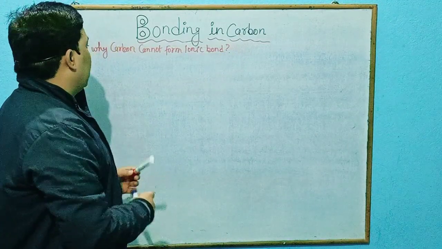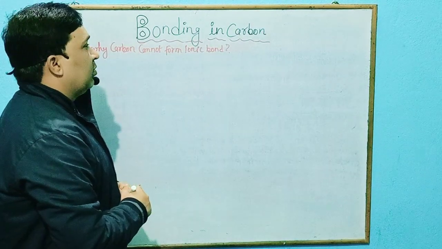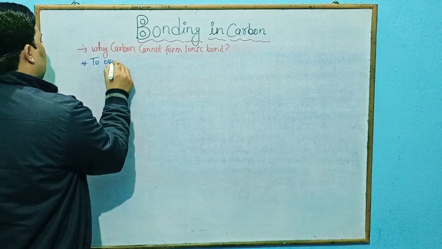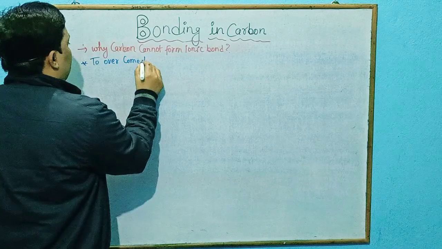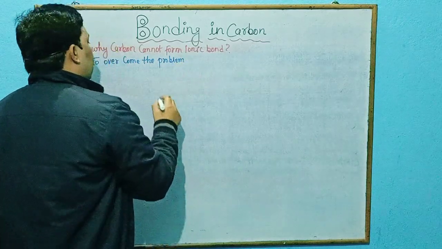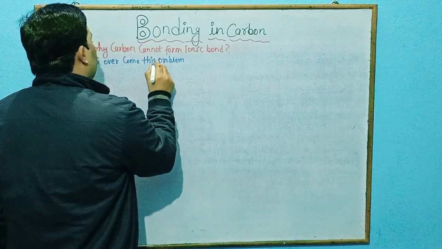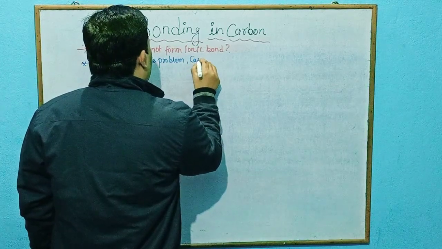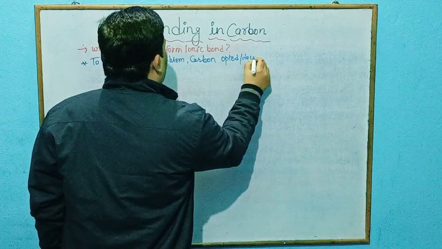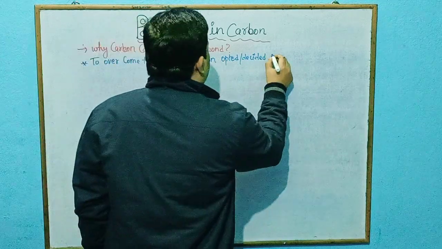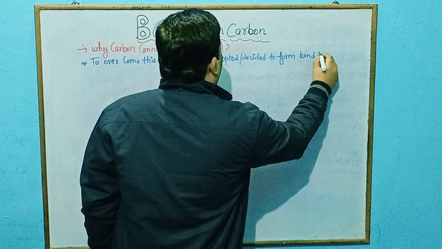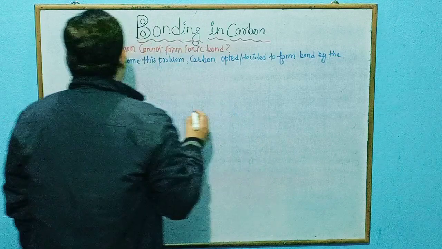Now, we have seen the two cases. To overcome these problems, carbon opted to form the bond by the sharing of electrons.